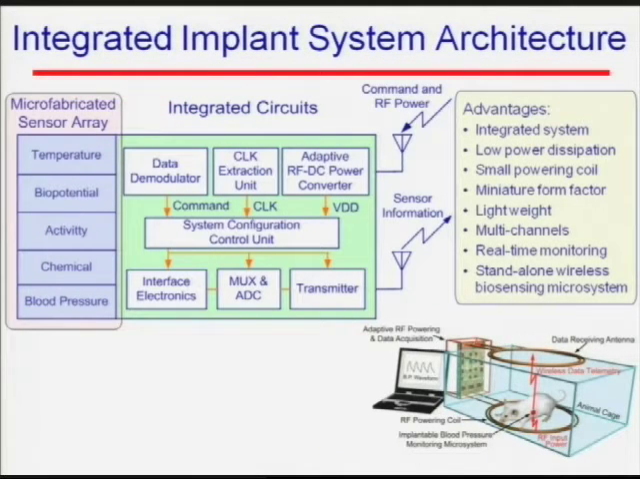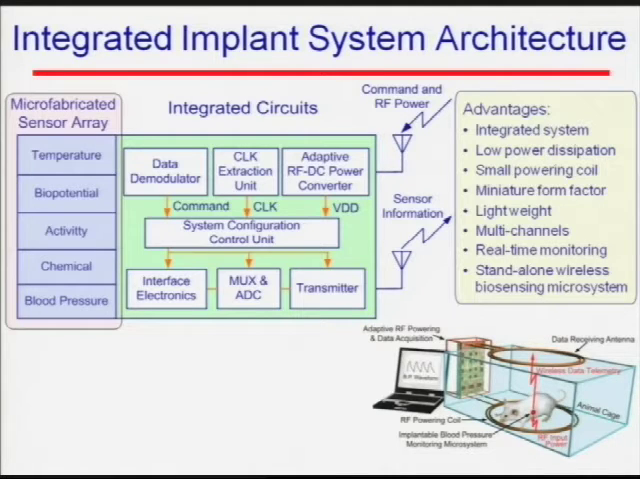So let's look at how we can build this type of implantable system. This is a general system architecture. We have a microfabricated sensor array. Some of them are micromachine fabricated, some of them just use conventional microfabrication technology, and some can be microfabricated using CMOS transistor technologies. They consist of temperature, biopotential activity, blood pressure, and later on we plan to add some chemical sensors.